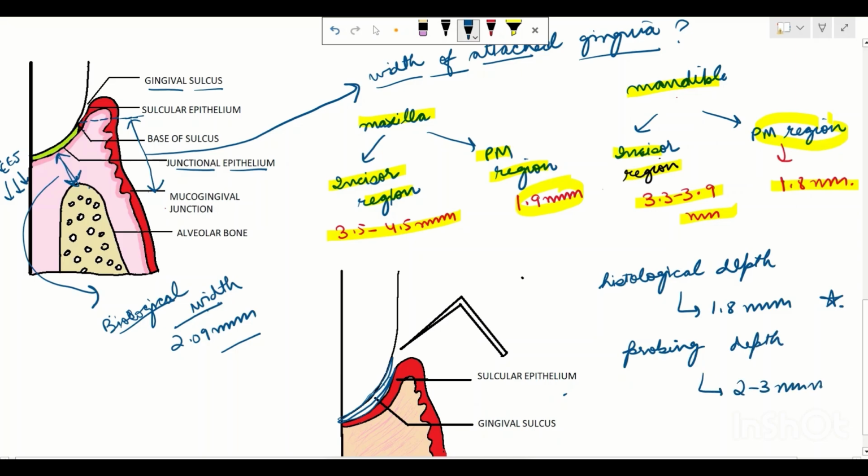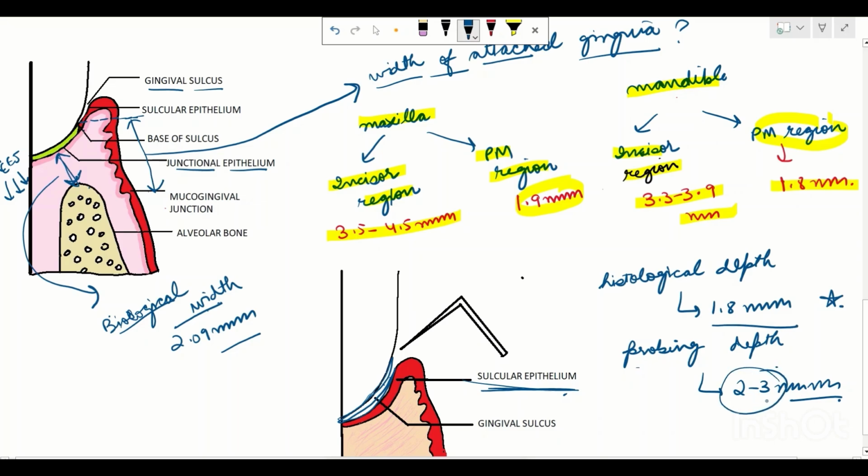So the gingival sulcus is a V-shaped shallow crevice which is bounded by the tooth on one surface, and on the other surface it is bounded by the free margin of the epithelium. The histological depth of the gingival sulcus is 1.8 mm and the probing depth is 2 to 3 mm.